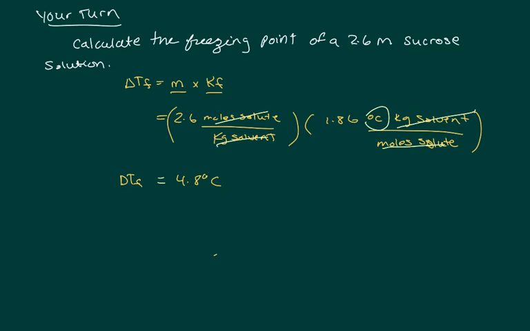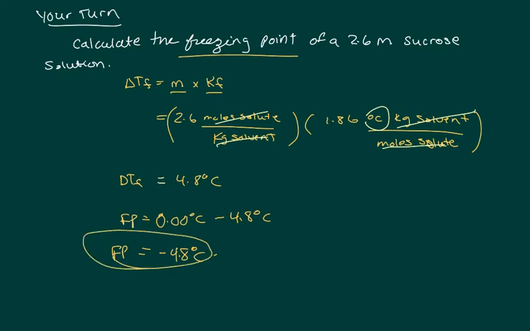But we need to actually figure out what the freezing point is. So the freezing point is normally 0.00 degrees Celsius. And we depressed it, or decreased it, by 4.8 degrees Celsius. So our new freezing point is negative 4.8 degrees Celsius. And that is our final answer.